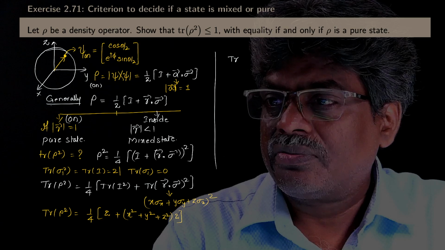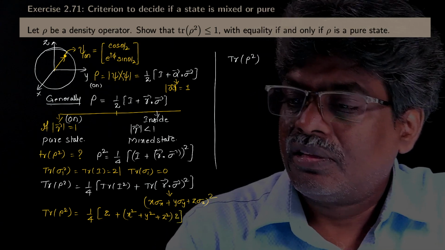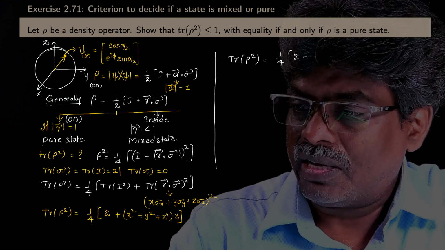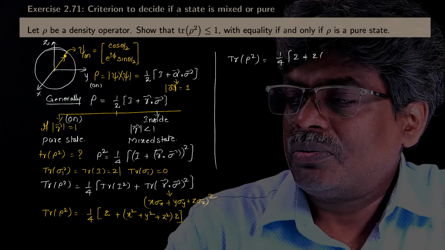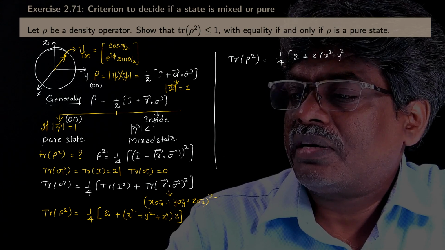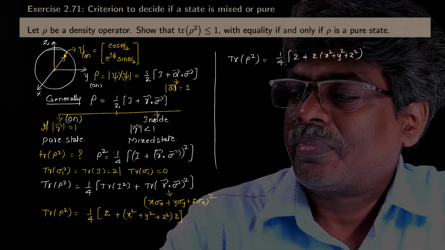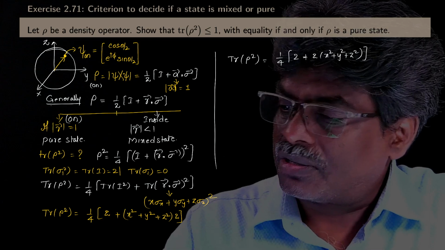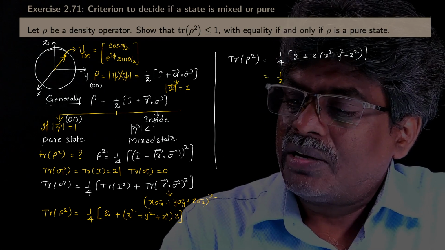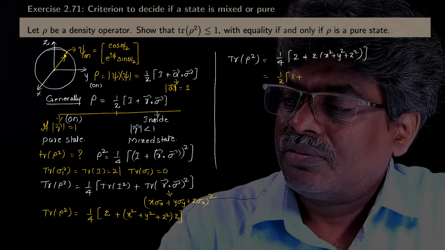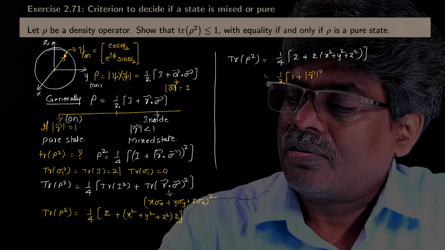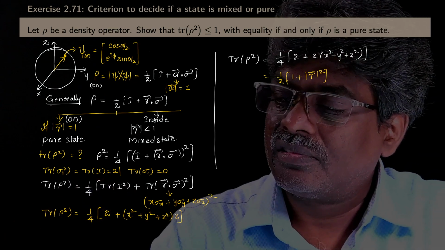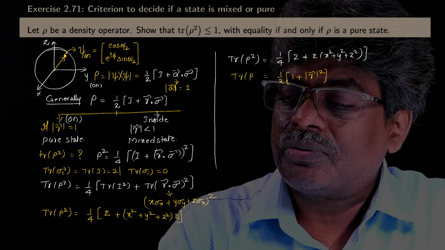trace of rho square equals 1 by 4 into 2 plus 2 into (x square plus y square plus z square). What is x square plus y square plus z square? Mod r square. So this is 1 by 2 into (1 plus the magnitude of r square). Fine. So this is the trace of rho square.